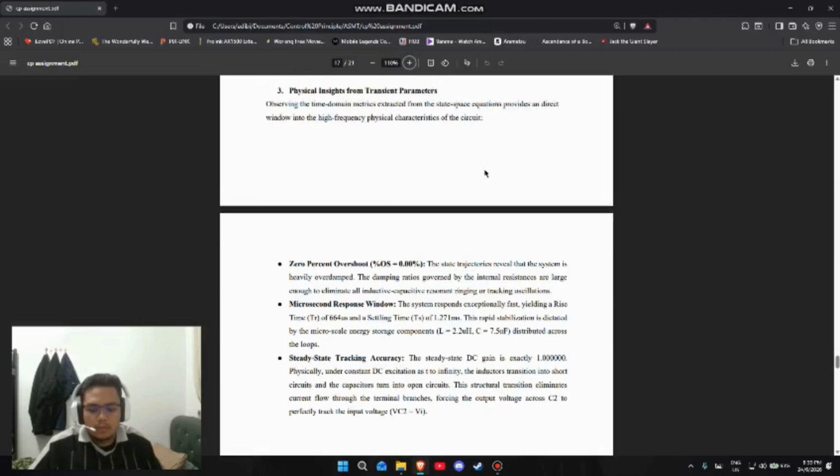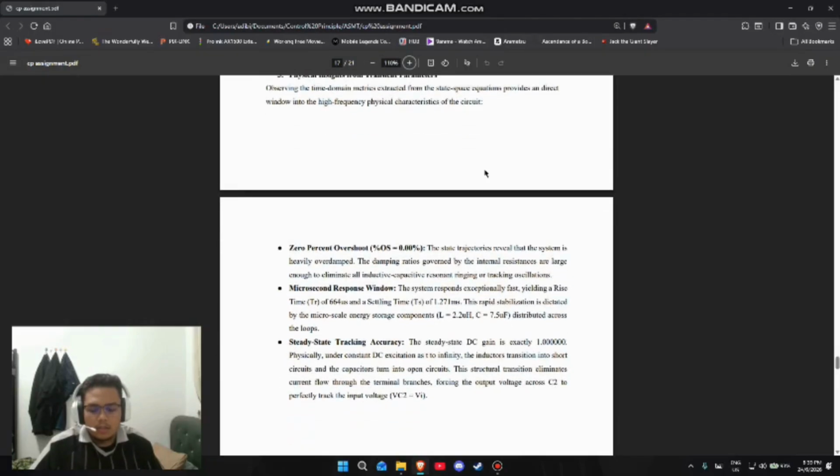To conclude our observation, we tie this time domain matrix directly back to the physical components of our circuit. Why did we get 0% overshoot? Because our internal circuit resistances are large enough to act as a heavy cushion, completely killing off any inductive capacitive ringing. Second, why is it so fast? Operating in microseconds, because our energy storing components are tiny. Microscale values like a 2.2 micro H inductor and a 7.5 micro F capacitor charge and discharge almost instantly.